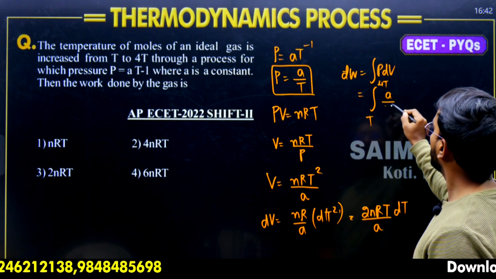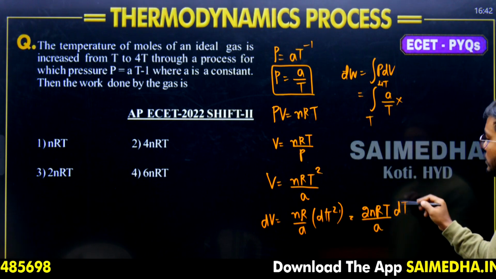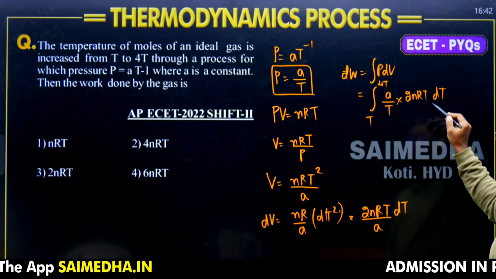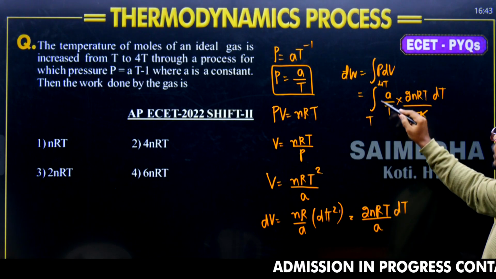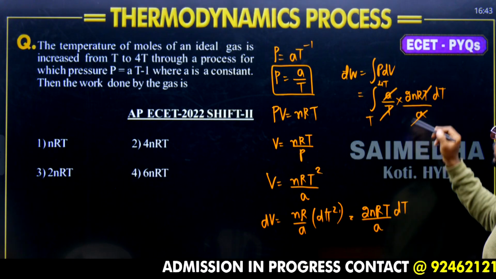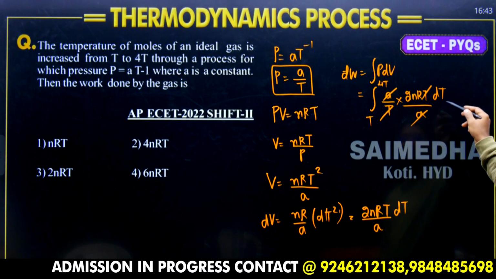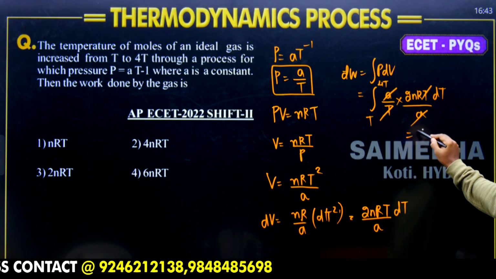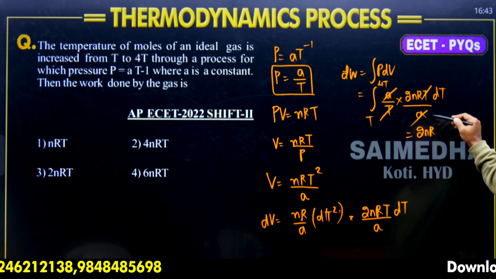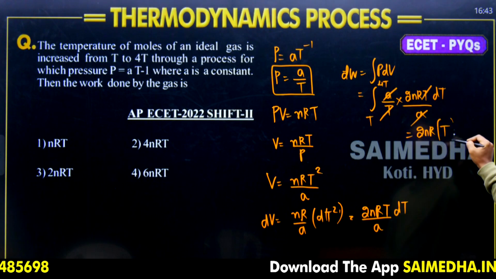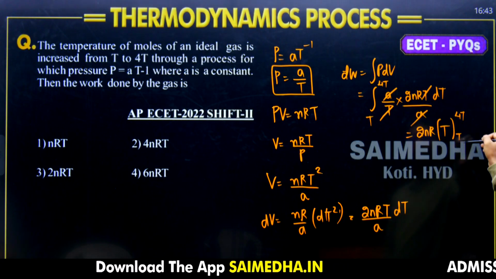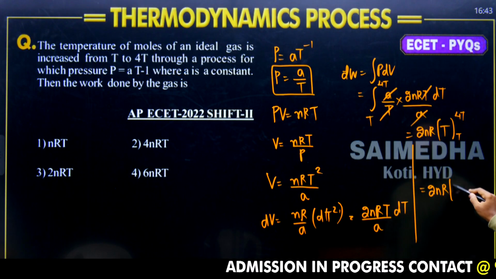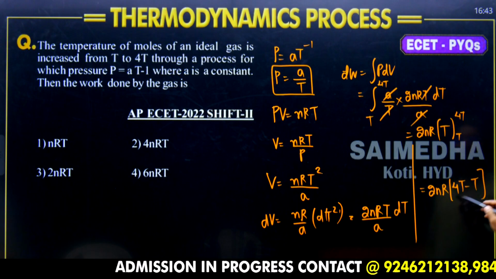P is what? A by T. dV is what? dV is 2nRT dt divided by A. A cancels, T cancels. Integration of 1 dt is T within a limit of 4t minus T, that is 3t. So this is going to become 2nR, integration of 1 dt is T within a limit of T and 4t. So 4t minus T, upper limit minus lower limit, 2nR into 4t minus T, that is 3t.